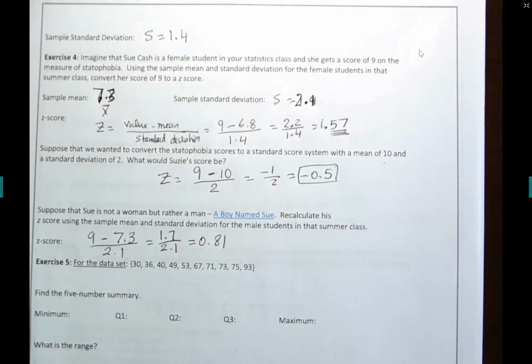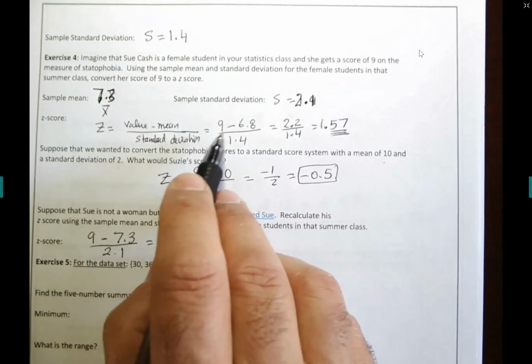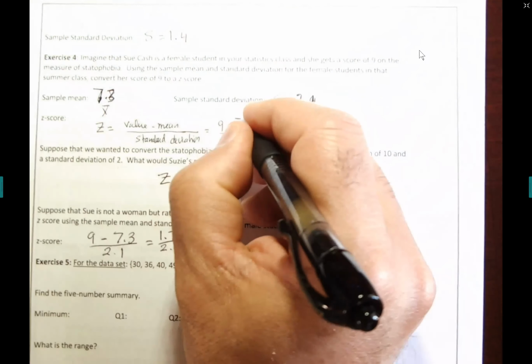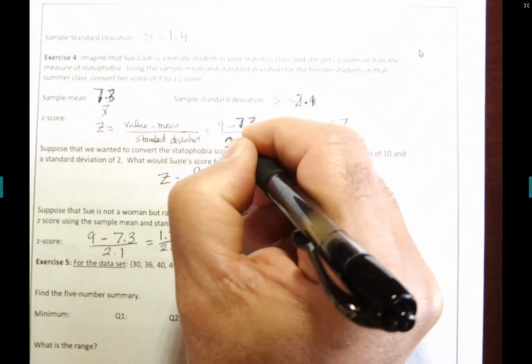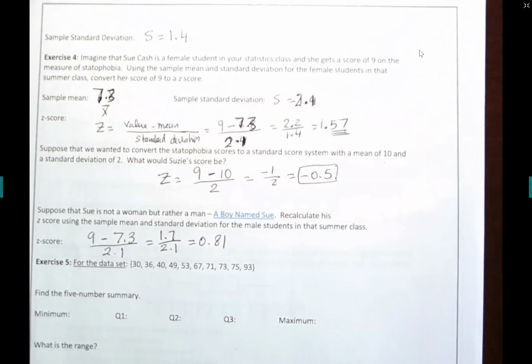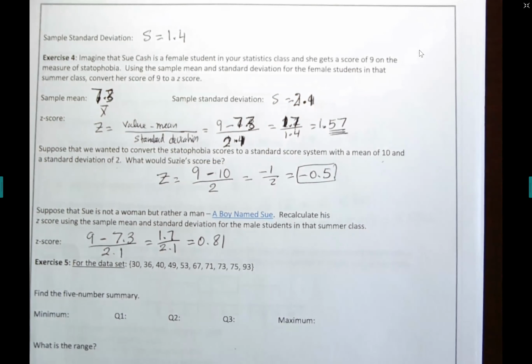All right. So in order to find the Z-score, it's the value minus the mean divided by the standard deviation. 9 minus 7.3 divided by 2.1. Okay, let's see what this one would be. 9 minus 7.3 is 1.7 divided by 1.4. And if you divide, guys, 1.7 divided by 1.4, you get 1.21.